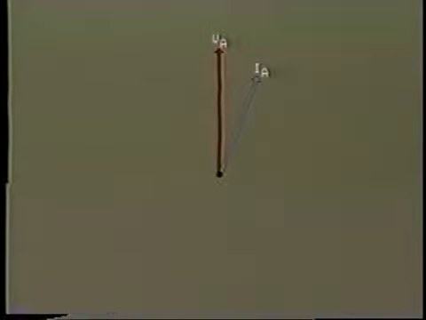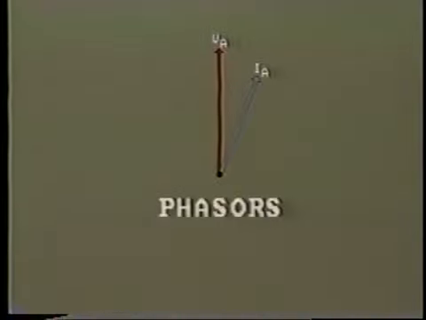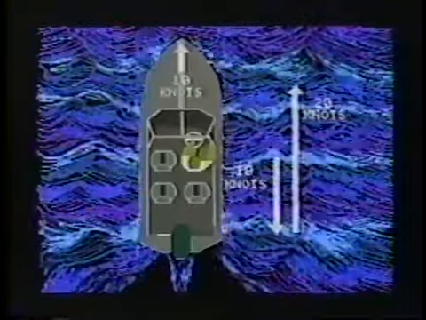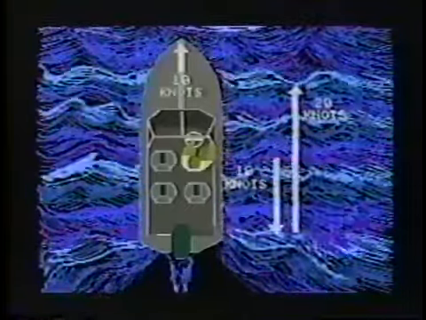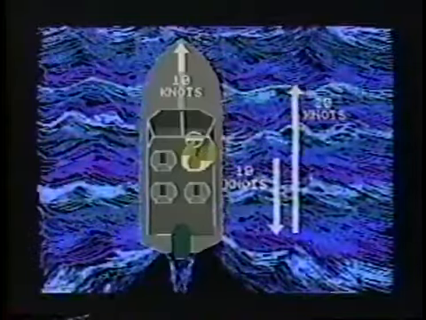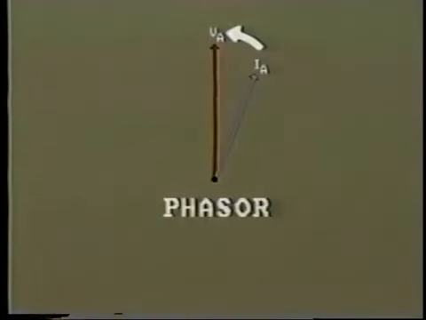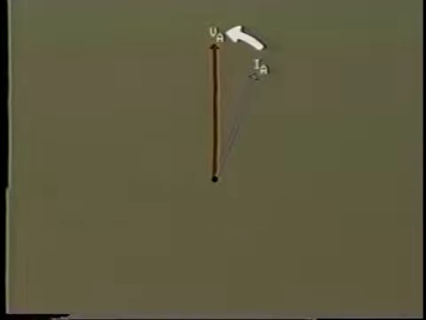Phasors were referred to as vectors in the past. But some years ago, the term phasor was adopted so as to distinguish this diagram from a vector diagram as used in space and surface navigation. I'm sure you'll continue to hear the term vector used, but phasor is the correct terminology.